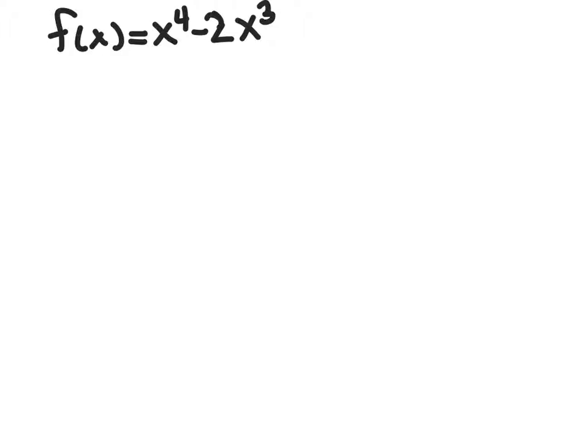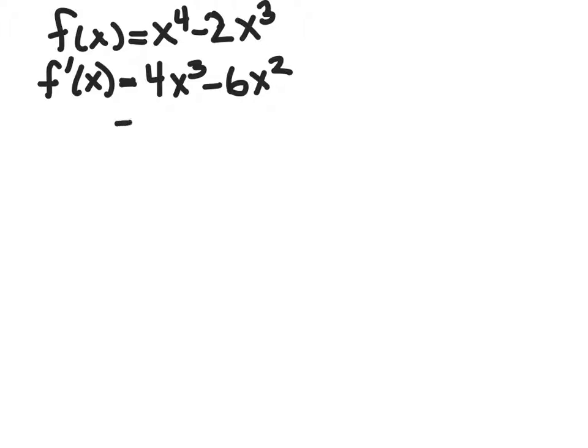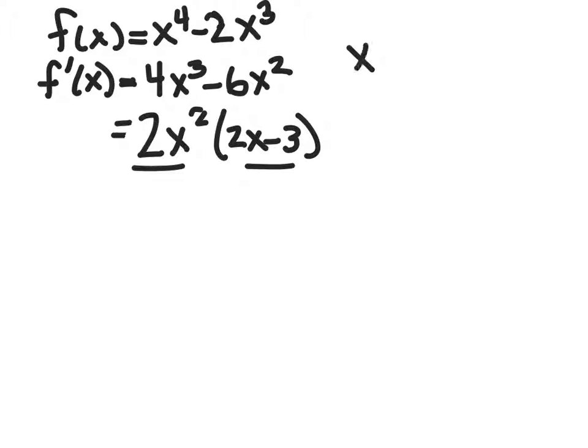Let's start with this function, x to the 4th power minus 2x to the 3rd. If I take the derivative of this function, I get 4x to the 3rd minus 6x squared. And then if I factor that, I get, oh, that looks kind of terrible, doesn't it? Let's just start over there. I get 2x squared times 2x minus 3. If I set both of these equal to 0, then I'm going to get critical numbers of x equals 0 and x equals 3/2.